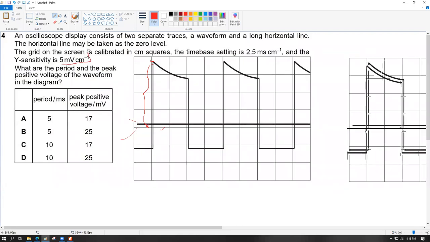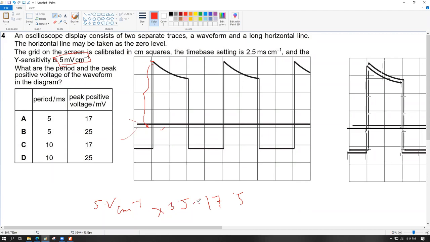And the Y gain is given as 5 volts per centimeter, so you get 5 volt per centimeter into 3.5, which gives you 17.5 volt. So that's the peak positive voltage that you have. So this value will come to about 17.5 volt.